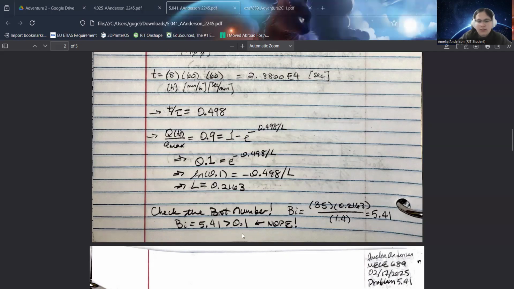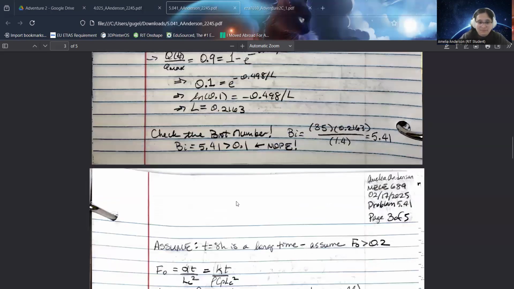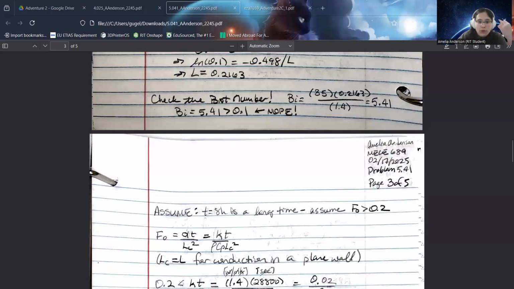And look, it didn't work. Our Biot number is at least an order of magnitude greater than 0.1. So no, lumped capacitance doesn't work for this. Don't do it. Then we're going to assume 8 hours is a pretty long time. The Fourier number depends on so many things. We're just going to assume this. If it works out, great. If it doesn't, we'll fix it later.